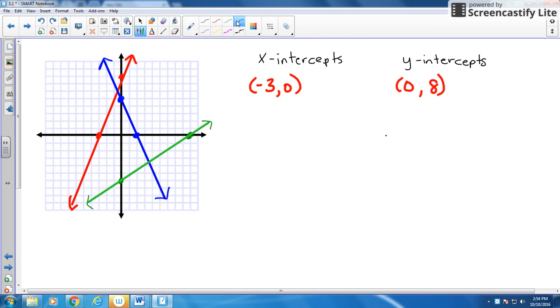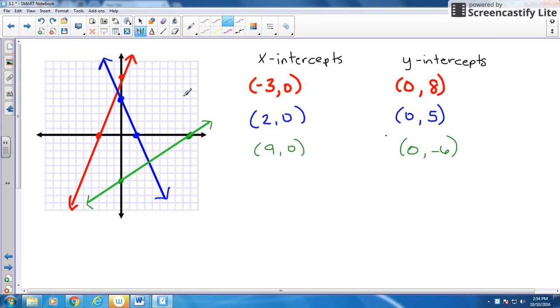Okay, now my blue line, my x-intercept is at 2, 0. And my y-intercept is at 0, 5. And for my green line, my x-intercept is at 9, 0, and my y-intercept is at 0, negative 6.